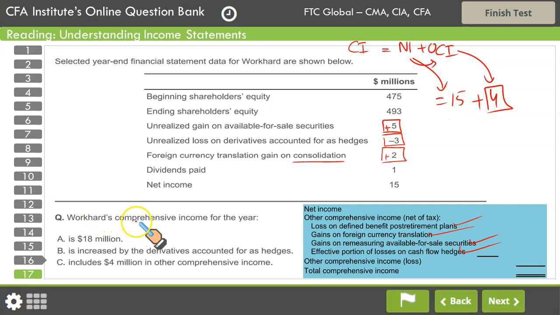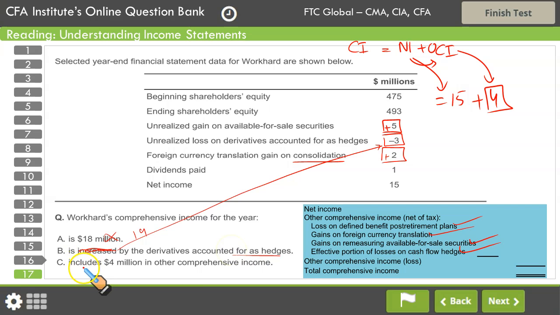So Work Hard's comprehensive income for the year is 18? No, it's 19 million. Incorrect. B, it is increased by the derivatives accounted for as hedges. It is not increased. There is a loss, an unrealized loss on the derivative accounted for as hedges. So decreased would have made it correct. Decreased by the derivative accounted for as hedges. Wrong.